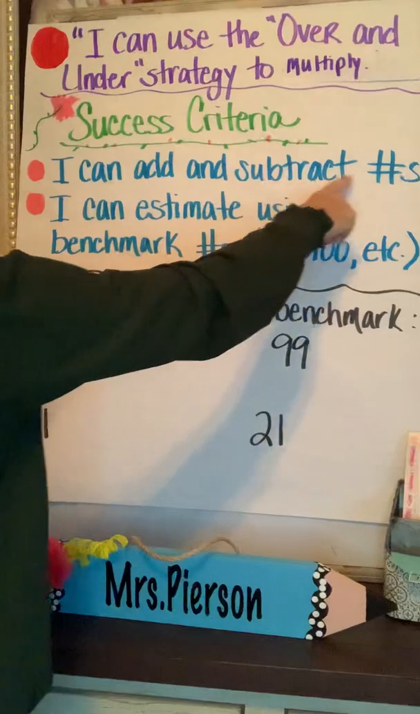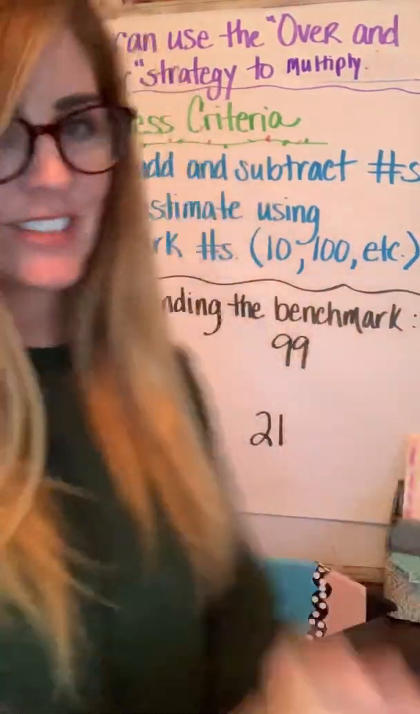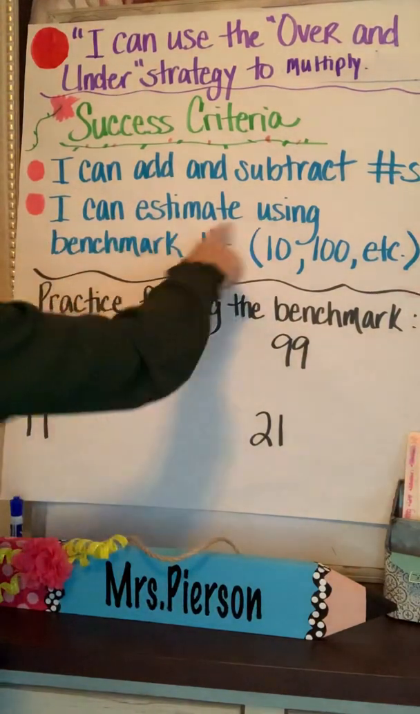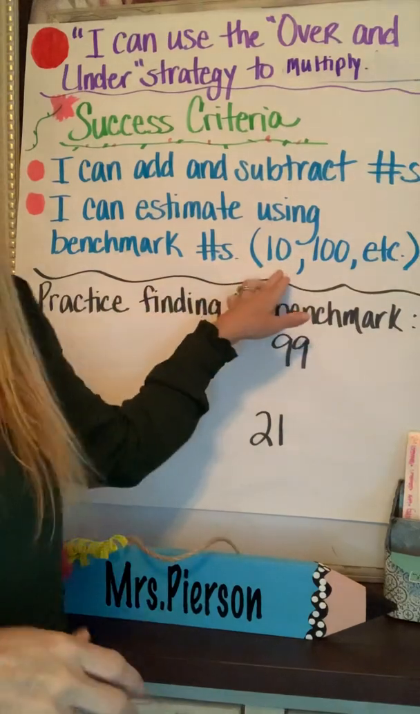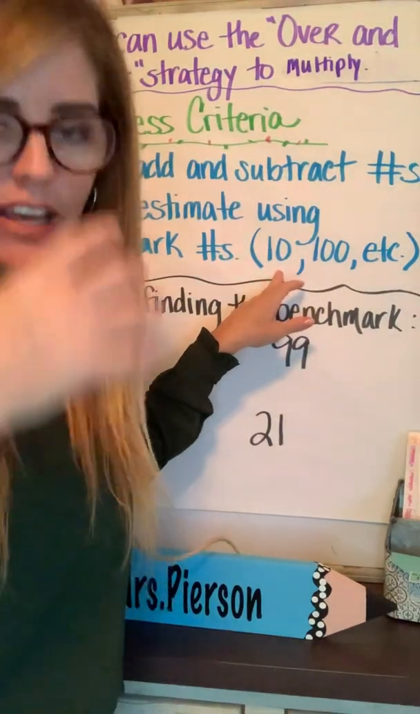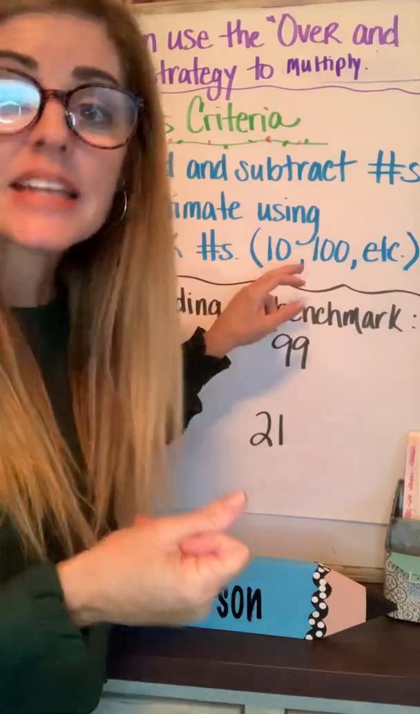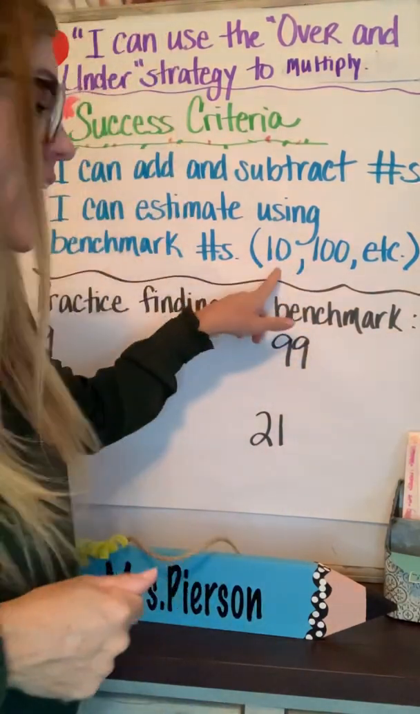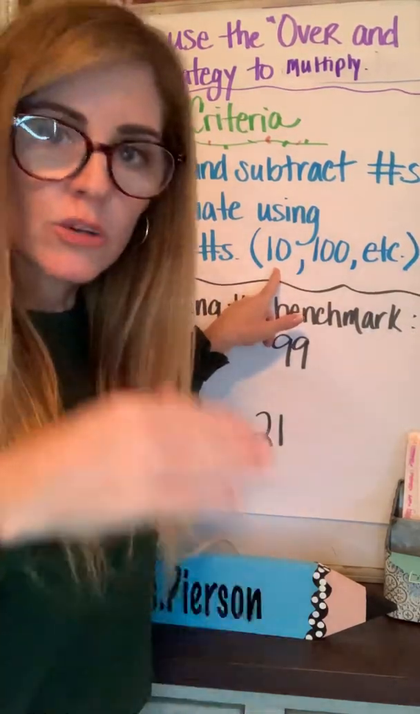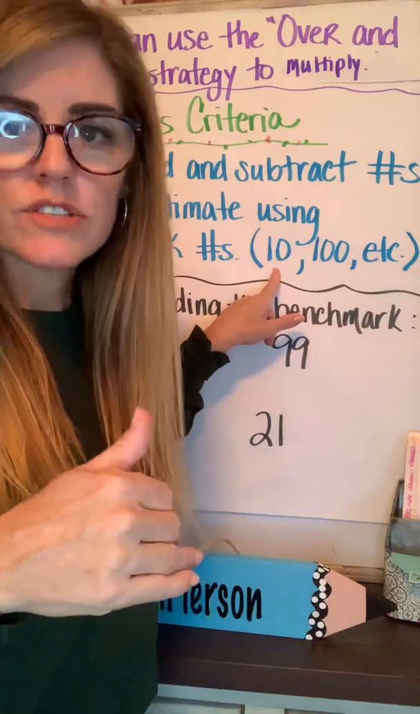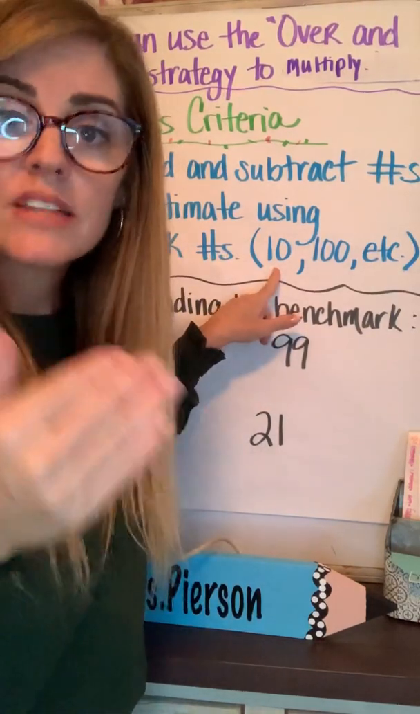I can add and subtract numbers. I know you can all add and subtract numbers, so we're good on that one, right? I can estimate using benchmark numbers. So a benchmark number is, think of it as an easy number. Like if you're trying to round or estimate, you're trying to find a number that would be easy mentally. So 10, that's a nice, quick mental number. If I said 10 times 7, you would immediately go, oh, 70. Versus if I said 28 times 7, we'd be like, hmm. So it's a quick mental number.